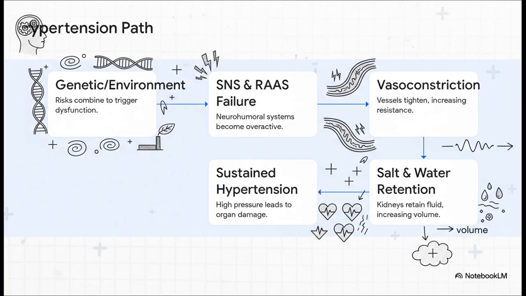This chart gives us that 30,000-foot view. The big idea is that a combination of your genetics and your environment can lead to dysfunction in two key systems, the sympathetic nervous system and the renin-angiotensin-aldosterone system. This creates two main problems: vasoconstriction, which means your blood vessels tighten up, increasing resistance, and your kidneys holding on to salt and water, which increases your blood volume. So more resistance plus more volume, that equals sustained high blood pressure.